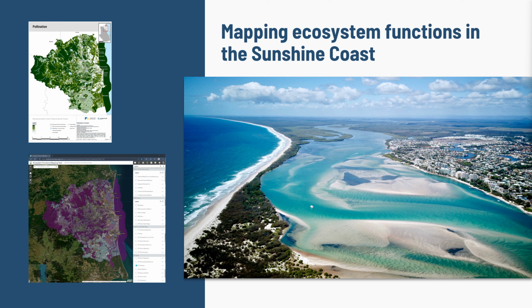This video will explain the method underpinning the ecosystem function mapping work undertaken by the University of the Sunshine Coast and the Sunshine Coast Council in their partnership project valuing the Sunshine Coast's natural assets. The description of the method that we used applies to both the production of the static maps that are contained in the various reports produced by the project, as well as the open access online ecosystem function mapping tool, which I'm going to demonstrate.